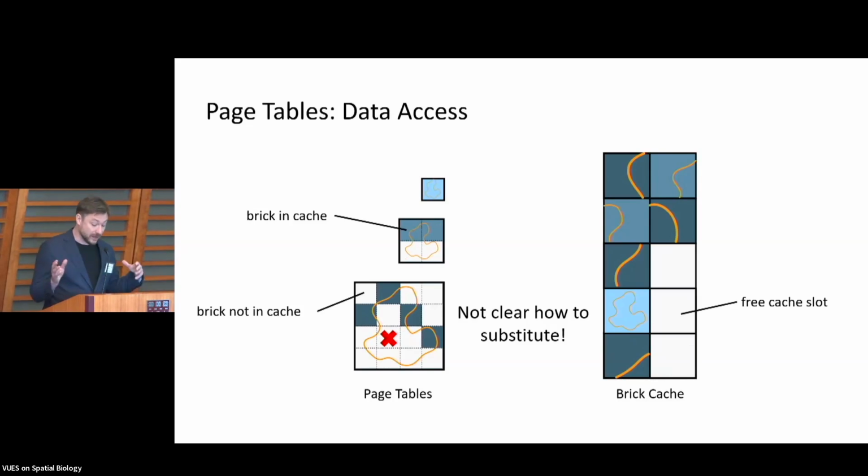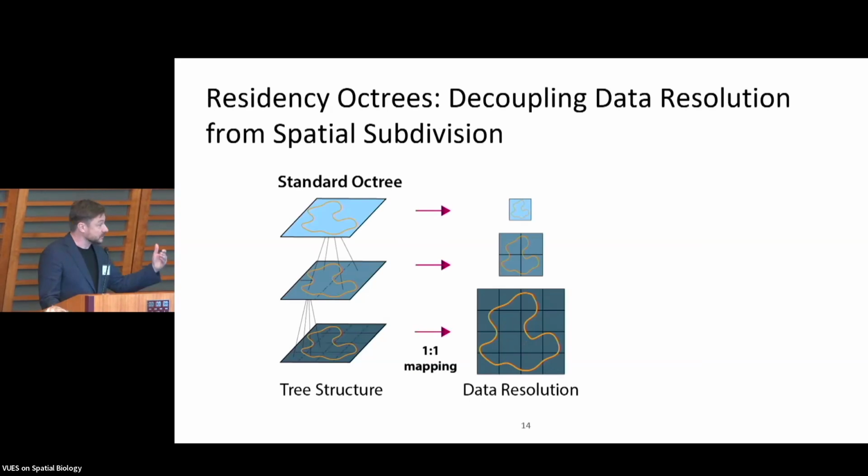So wouldn't it be cool to have the direct access that page tables provide, but also have the security of octrees when it comes to skipping empty space and substituting missing data? And that is where our residency octree comes in. So the problem again with octrees is that bricks and nodes are intrinsically coupled. So we have this one-to-one mapping between them.